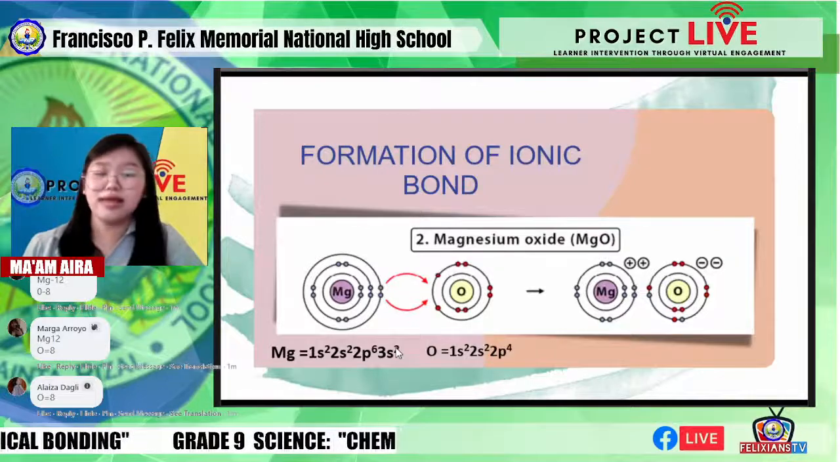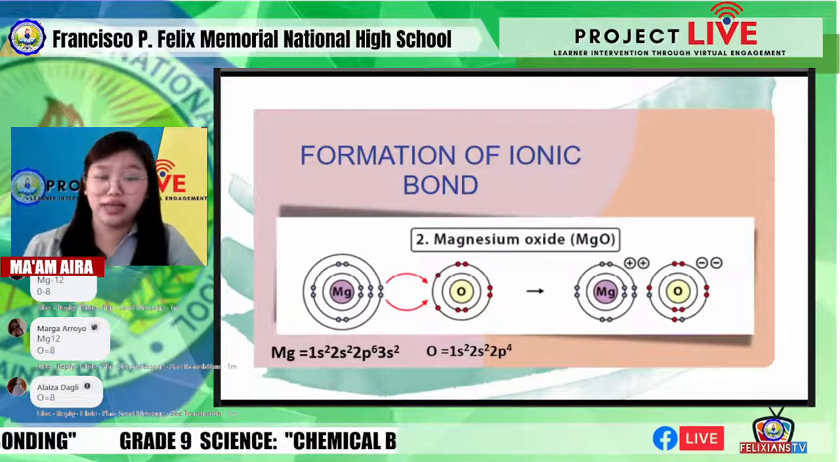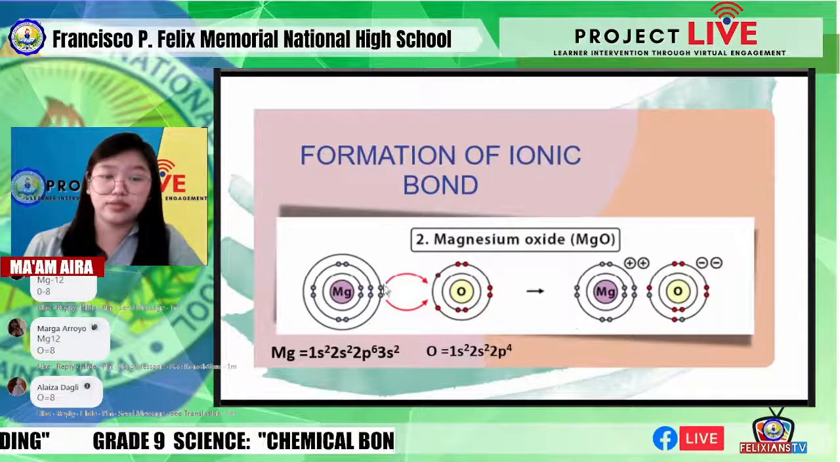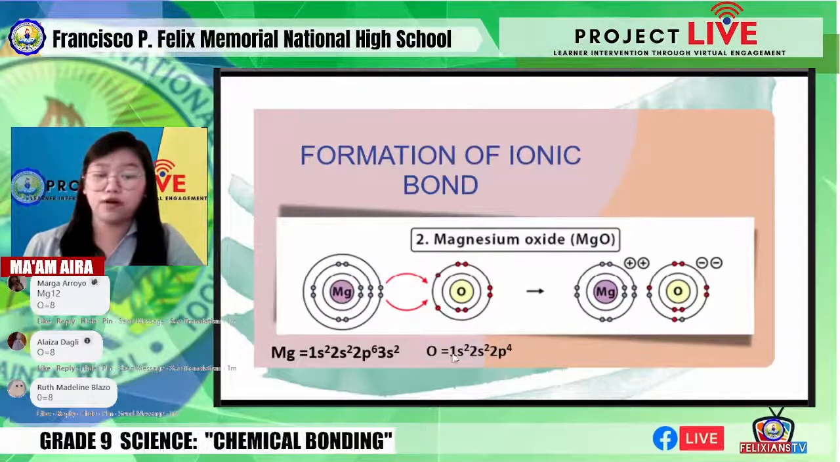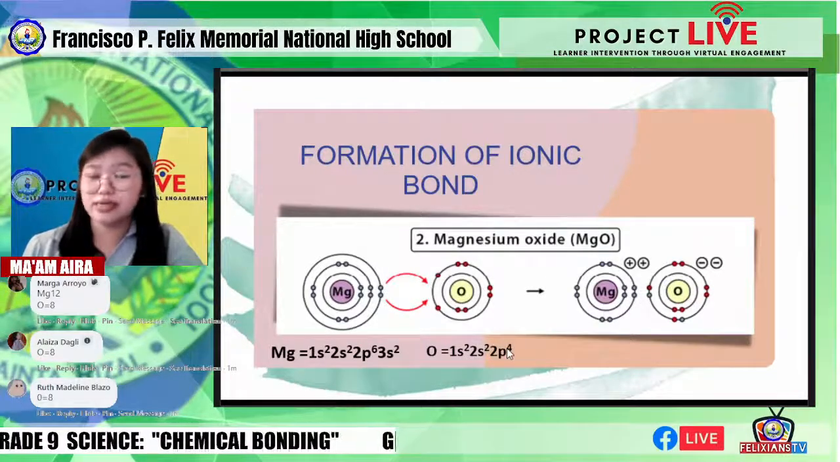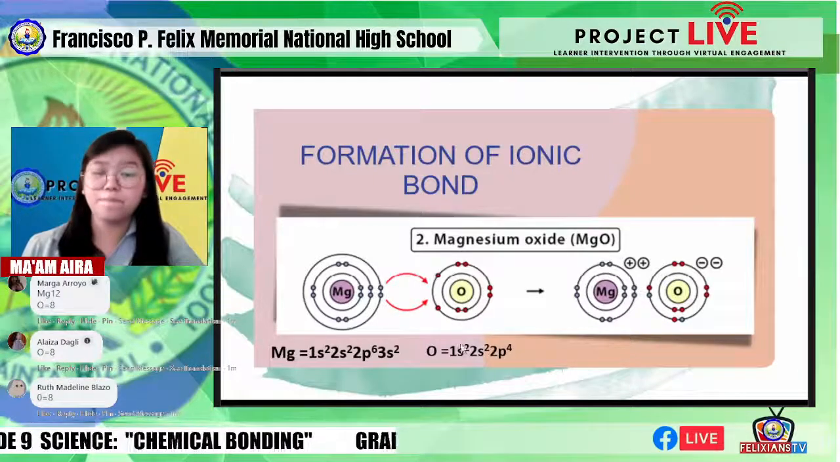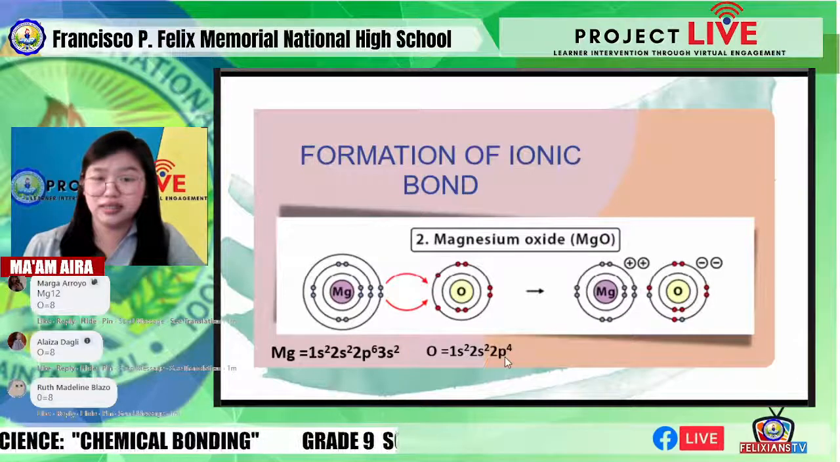And then, identify kung ilang electrons yung na-hold nung valence shell. For Mg, we have 2. Therefore, the valence electron for Mg is 2. For oxygen, we have 6. 2 plus 4 is 6. Therefore, the valence electron of oxygen is 6.